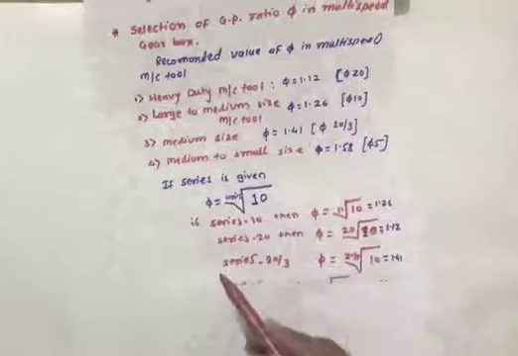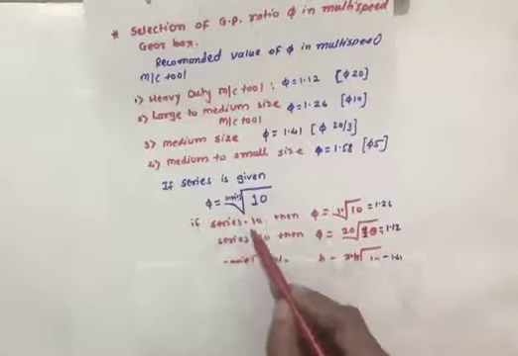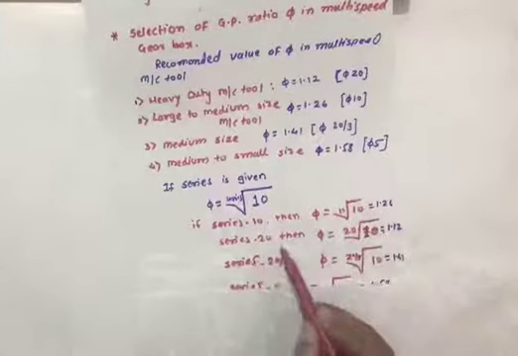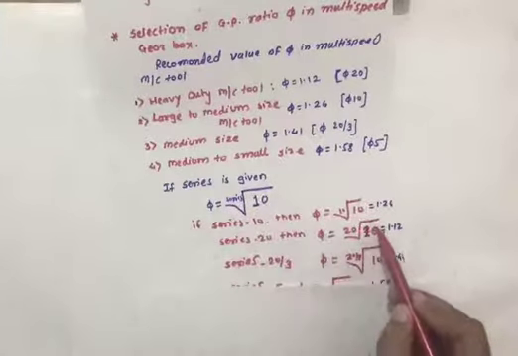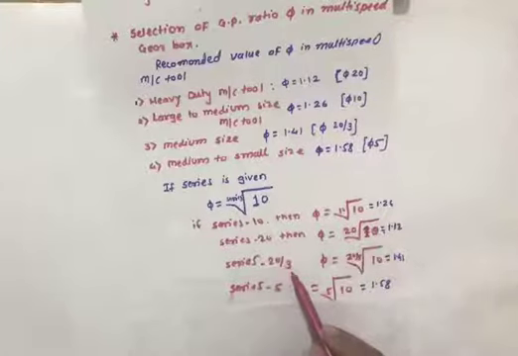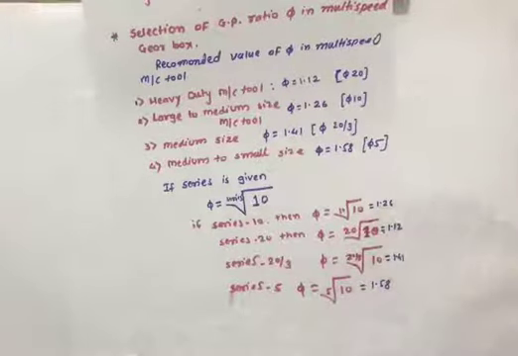That is, if we know the formula, φ is equal to the series root of 10. If series 10 is given, then φ is equal to the 10th root of 10. If series 20 is given, then the 20th root of 10. Or if series 20 by 3 is given, then φ is equal to the 20 by 3 root of 10. These are the values, and they are given in the PSG data book also. We'll see that.